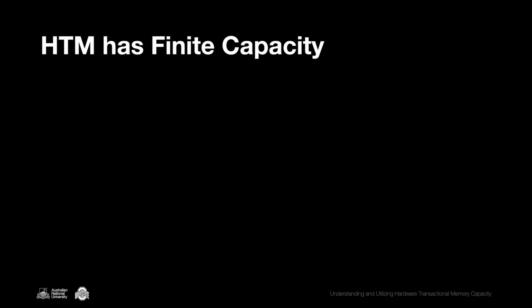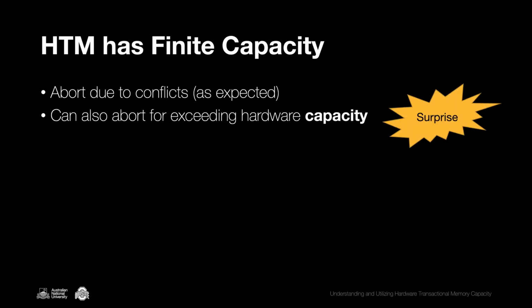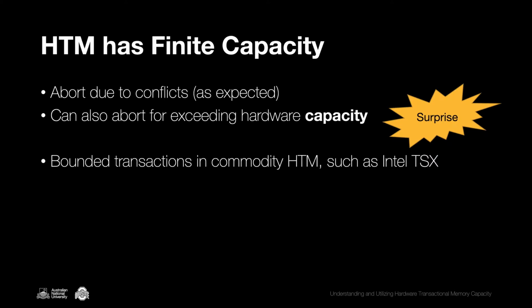However, there is one important limitation of HTM we need to be careful about before we build any application on top of it. That is, HTM has finite capacity. Transactions can abort due to conflict, which is expected, but more surprisingly, transactions can also abort for exceeding hardware capacity. This is the case if you look at commodity HTM, such as Intel TSX. This is because the hardware structures required to track unbounded read and write sets are impractical.